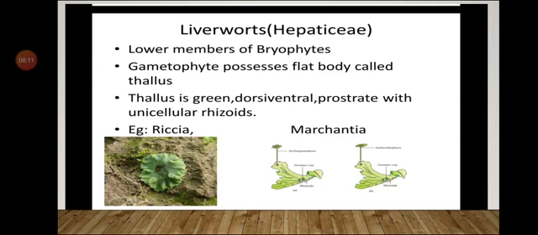Gametophyte possesses a flat body called thallus. You can see here the gametophytic structure. It consists of a flat body, and this flat body is known as thallus. Thallus is green, dorsiventral, prostrate, with unicellular rhizoids, that is single-celled root-like structures. Examples of liverworts are Riccia and Marchantia. It is a flat green colored structure, and this flat body is known as thallus. Thallus is green, dorsiventral.